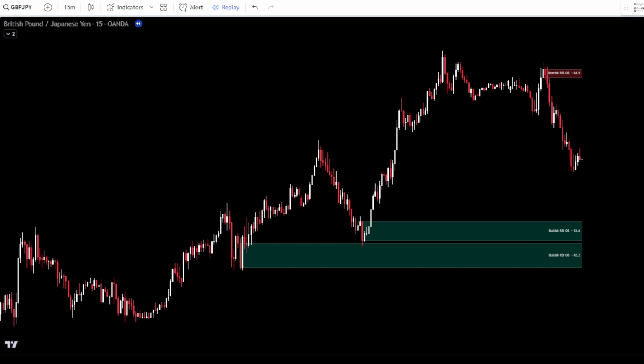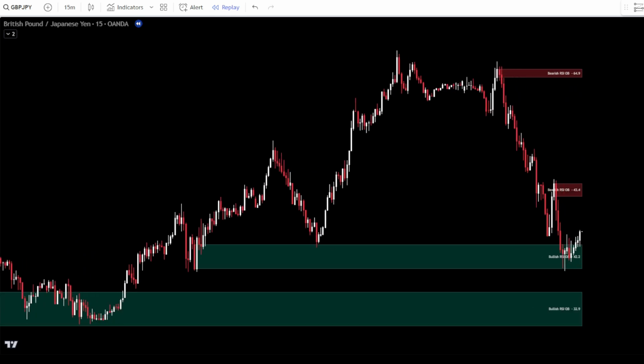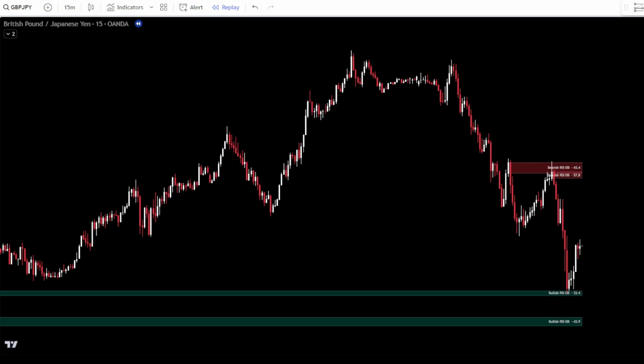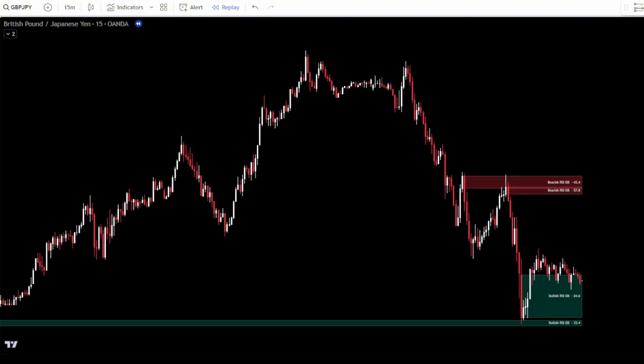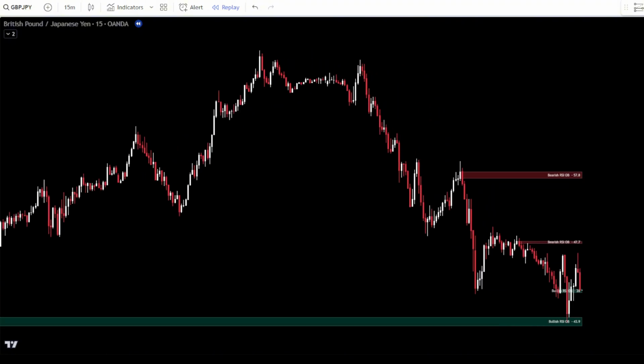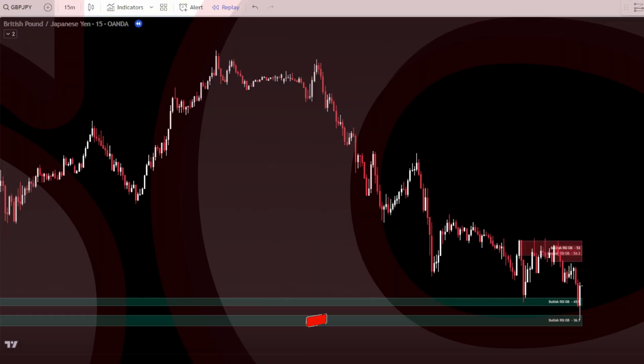And not just on the 15-minute time frame, you can also use this strategy on other time frames like 5 minutes and 30 minutes. So, make sure to stay tuned until the end of the video.